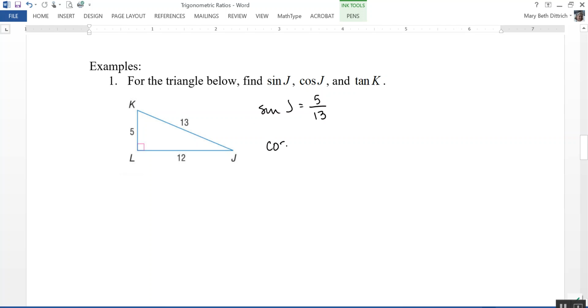The cosine of angle J is going to be the adjacent over the hypotenuse. So with regard to angle J, 12 is the length of the side adjacent, and 13 is the length of the hypotenuse. And lastly, I need to find the tangent of angle K. Since I'm looking for the tangent, I'm looking for the opposite over the adjacent. So opposite of K is 12, and the adjacent is 5. And remember, 13 is not adjacent even though it's right next to angle K, because it is the hypotenuse.